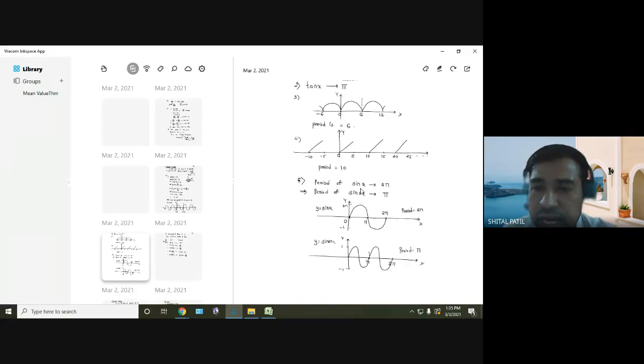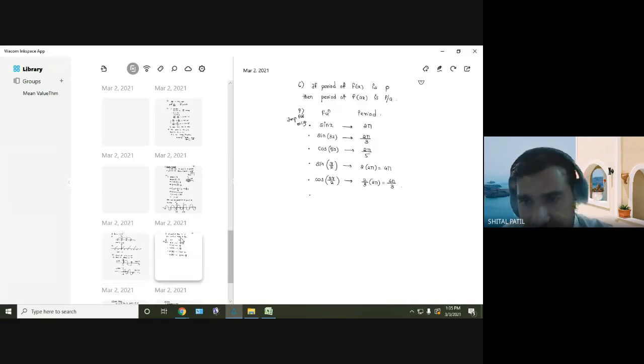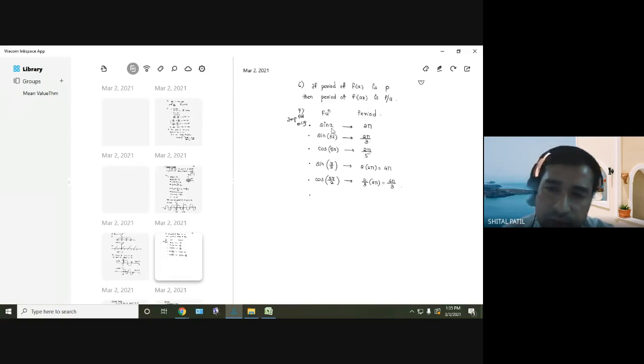Then we understood that the period of sin x is 2 pi, whereas the period of sin 2x is pi. In the next step, it is generalized. If the period of function f of x is p, the period of the function f of ax is p by a. Then we obtain the period of sin x, that is 2 pi; sin 3x, multiply by 3 is converted into divide by 3, so 2 pi divided by 3; cos 5x, 2 pi divided by 5; x by 2, now divide by 2 is converted into multiply by 2, 2 into 2 pi; cos 3x by 2, 3 by 2 is converted into 2 by 3, 2 by 3 into 2 pi, that is 4 pi by 3.